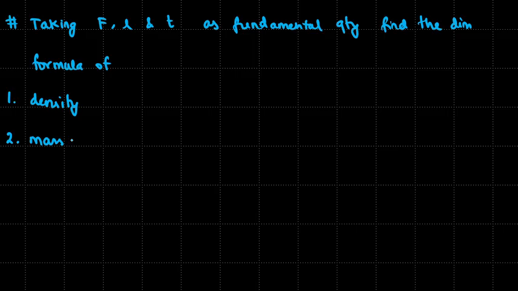units, but we considered force as a derived unit, whereas length and time were fundamental units. But in this case, the question is asking us to take force, length and time as fundamental units and find the dimensional formula of this. So let's try to find it. Let's first find it for the first case, which is density.